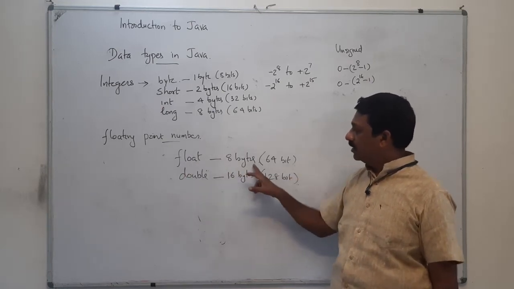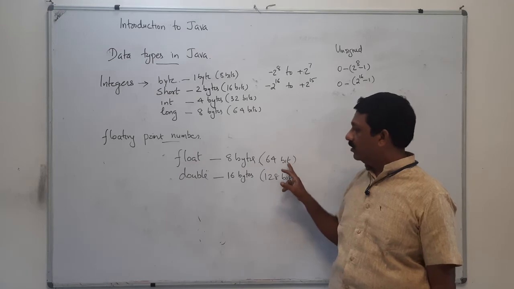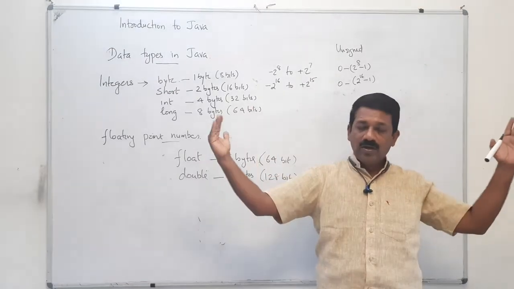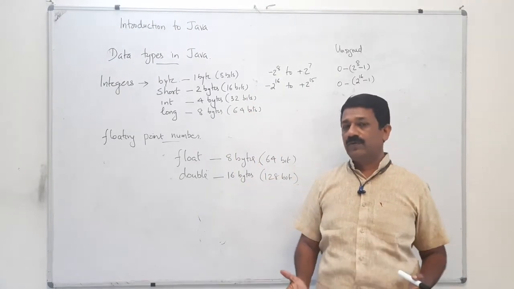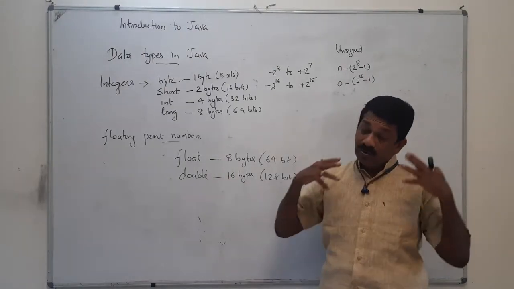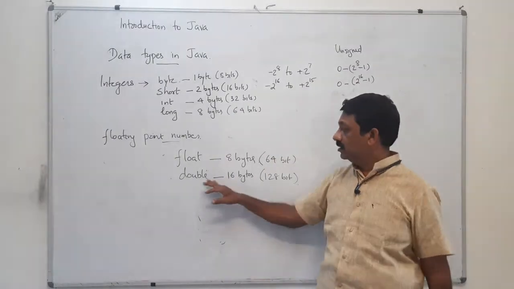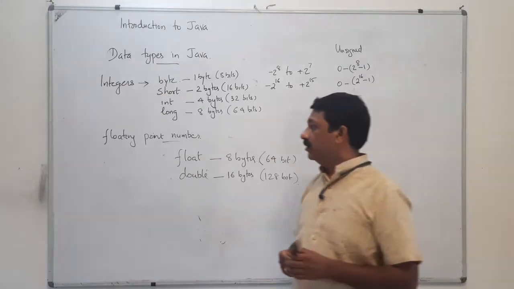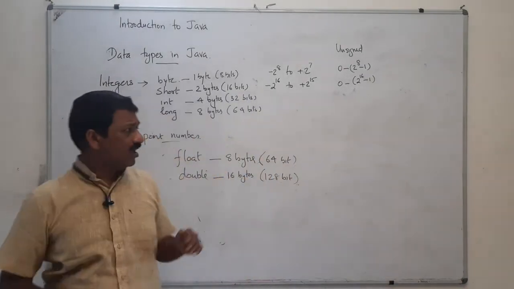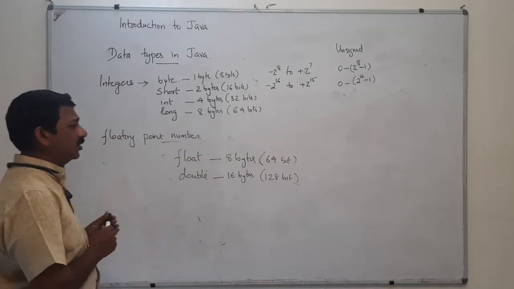For float, 8 bytes are allocated. That means the maximum value is some huge floating point value, and double is storing a very high value, a huge value, and that's all about floating point numbers.